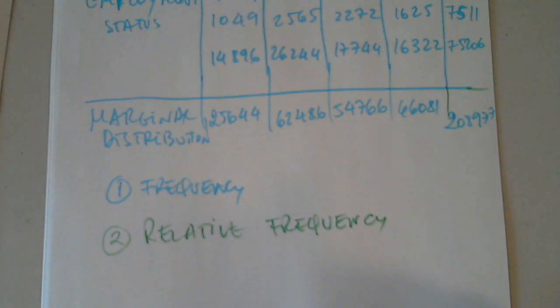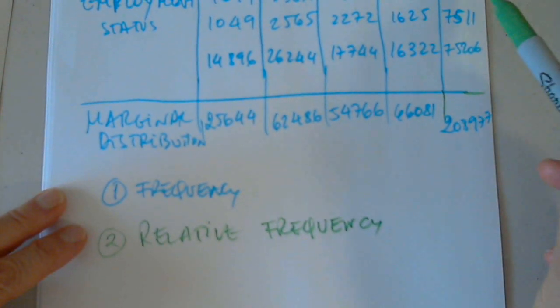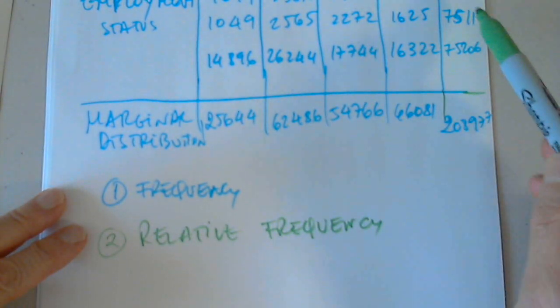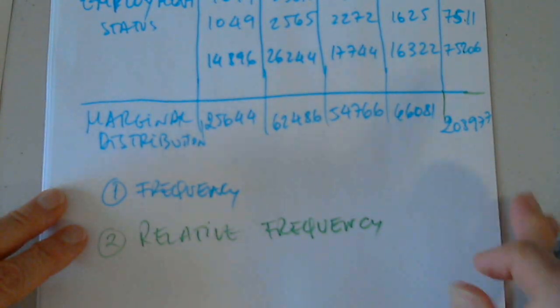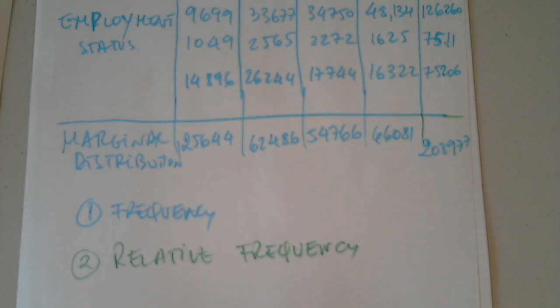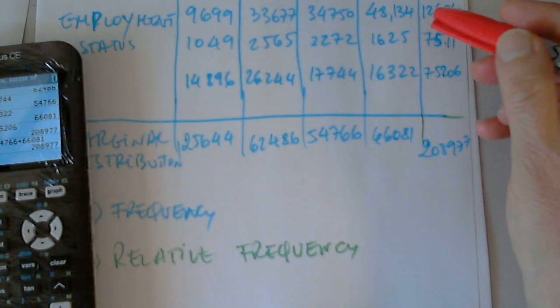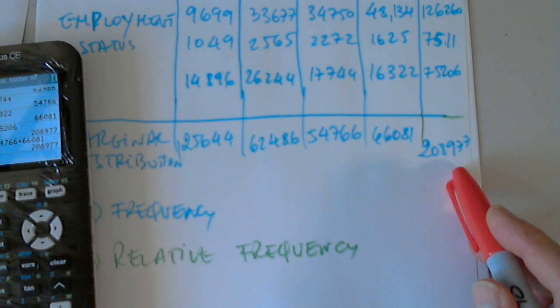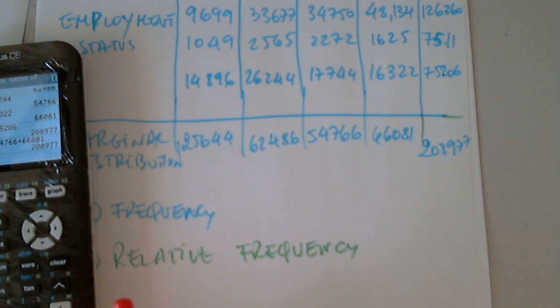We're going to divide each entry, each frequency by the total. I'm going to put it in a different color next to the same entry, so you know where it's coming from. So I'm going to use this color now. So 126260 divided by the total, 7511 divided by the total, and so on and so forth.